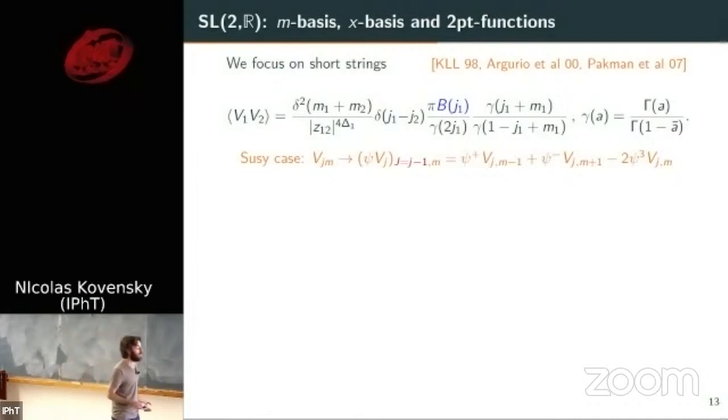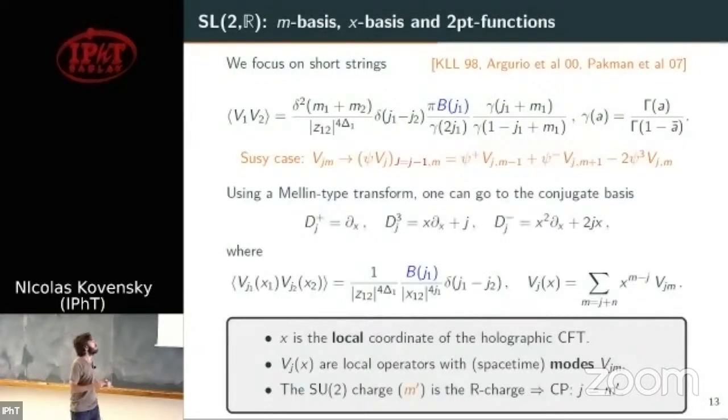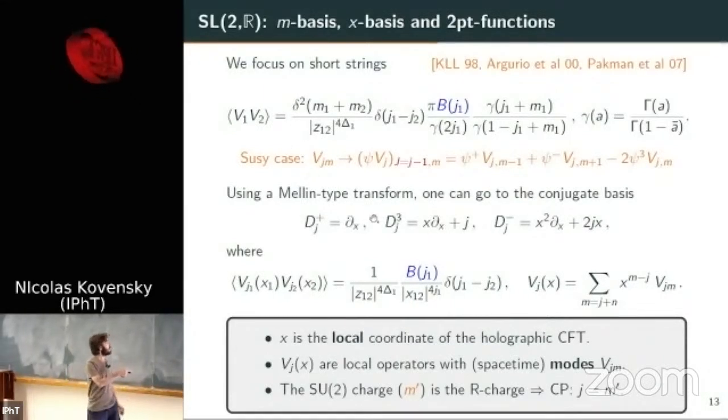However, if we want to compute local correlators on the worldsheet, we need to define what the local coordinate on the boundary is from the worldsheet point of view, and for this we need to go to so-called X spaces. In these X spaces, X is exactly the coordinate on the boundary, and the generators act as the usual differential operators. The 2-point functions are just the usual ones: this is the worldsheet coordinate 2-point function, and this is the boundary coordinate 2-point function, and they take the usual form.